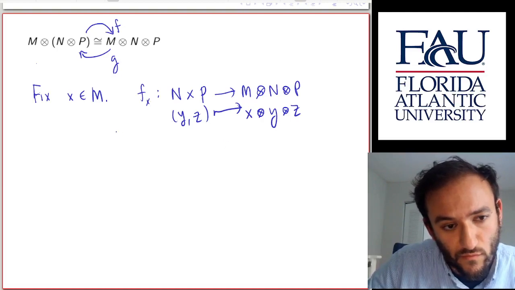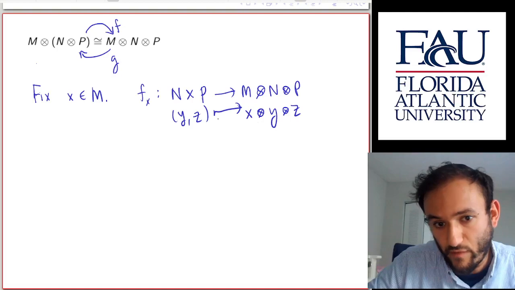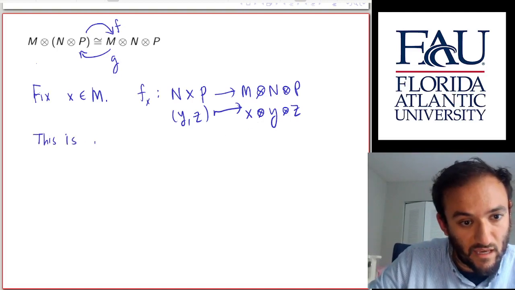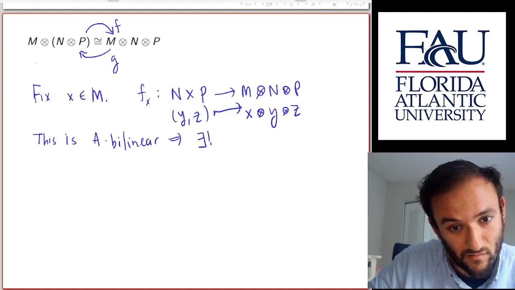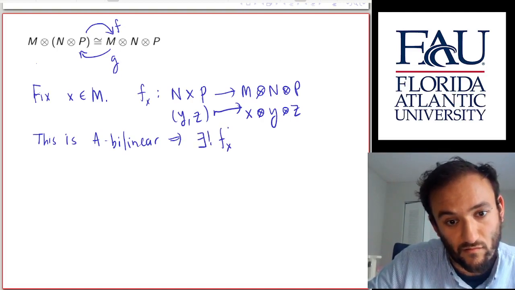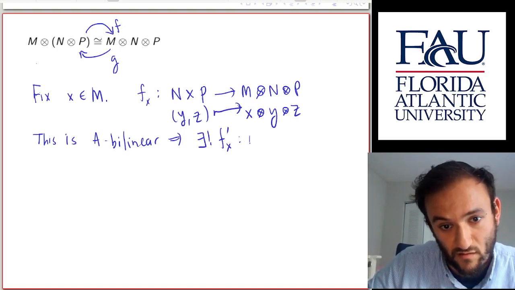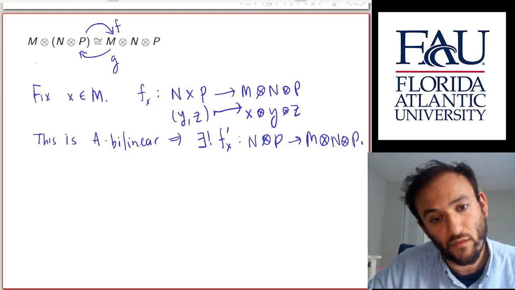So it's not hard to tell that this is linear in both coordinates. This is bilinear. So that means that there's a unique map from the tensor product N tensor P to the same module. Okay? So great.